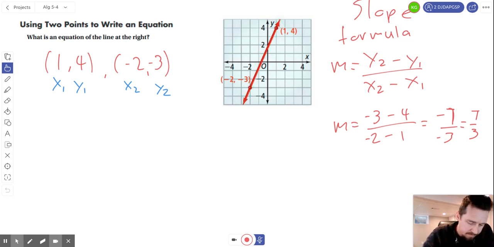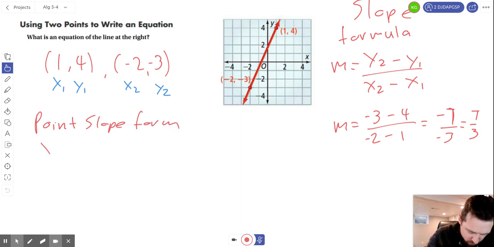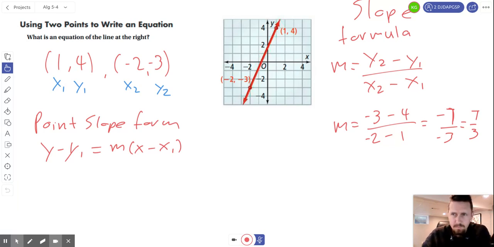Now I know my slope, so I can use point slope form. So remember, point slope form is y minus y1 equals m times (x minus x1). And I'll use the same x1 and y1 as I did before. I could use the other point as well, as I showed on the first slide. But yeah, now I know the slope.